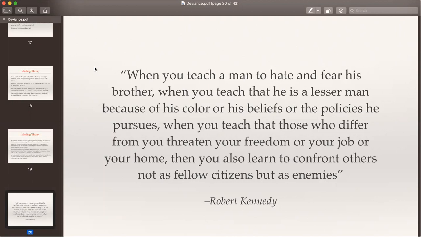Let's read this together. "When you teach a man to hate and fear his brother, when you teach that he is a lesser man because of his color or his beliefs or the policies he pursues, when you teach that those who differ from you threaten your freedom or your job or your home, then you also learn to confront others, not as fellow citizens, but as enemies."